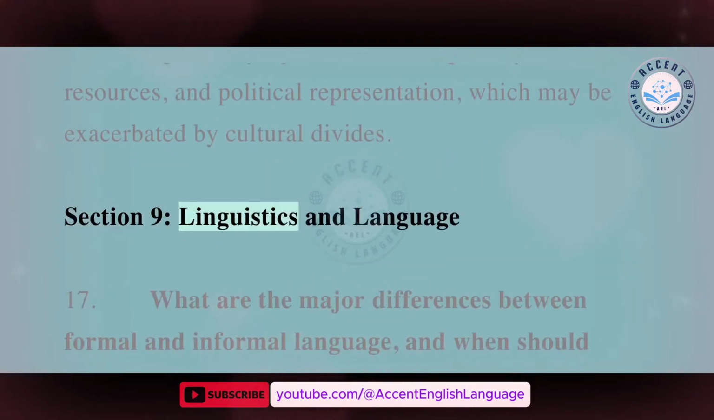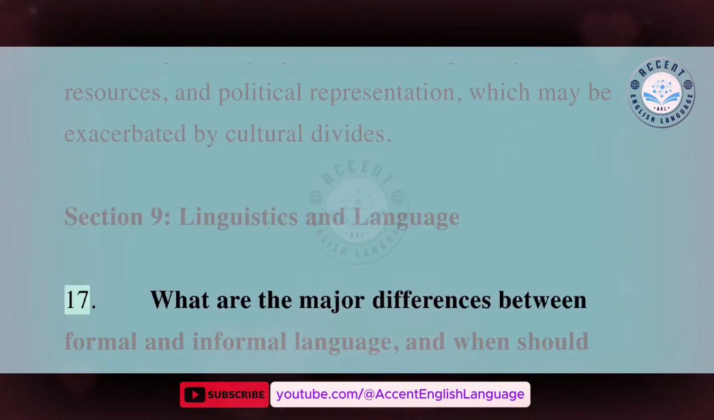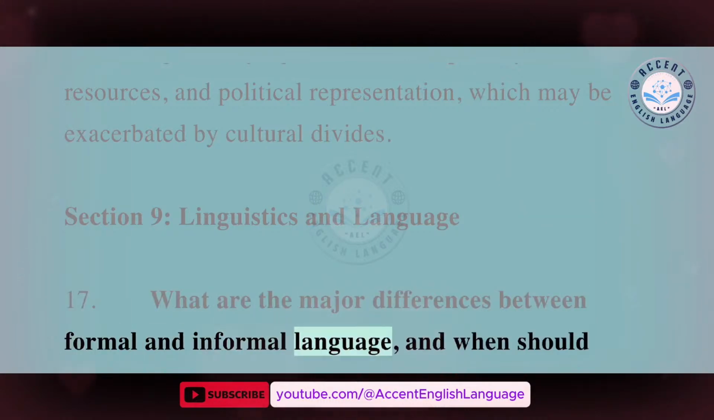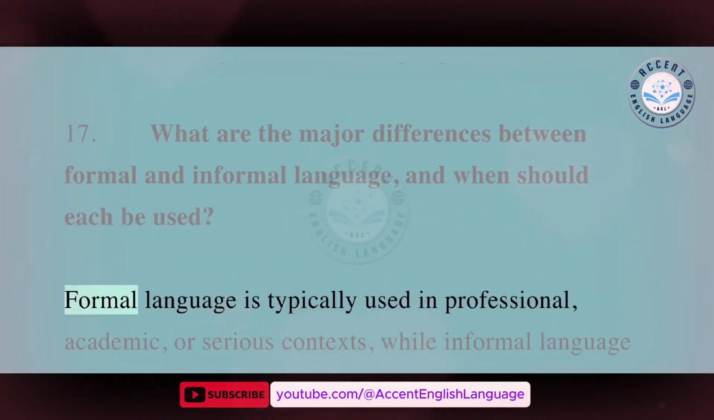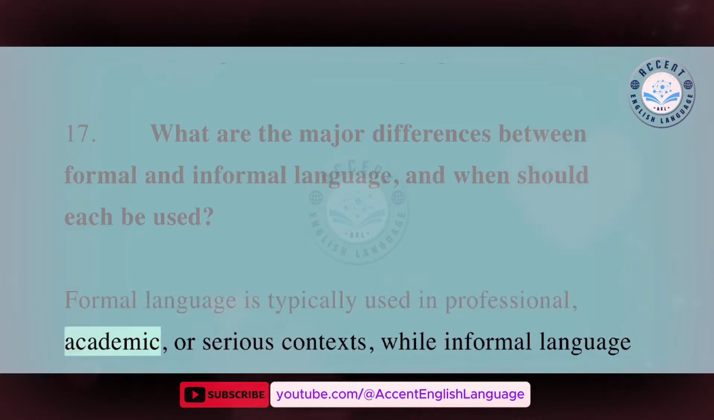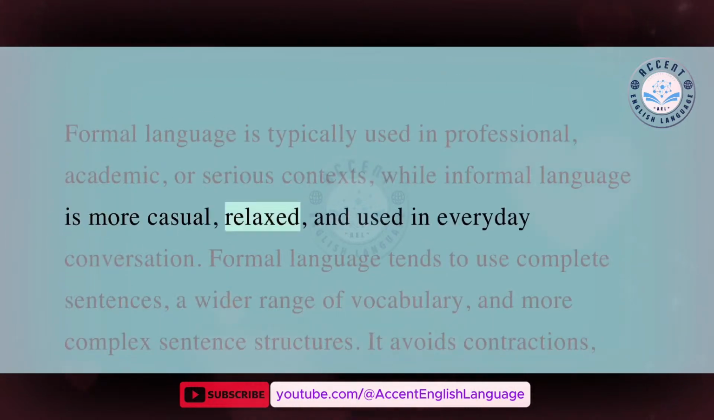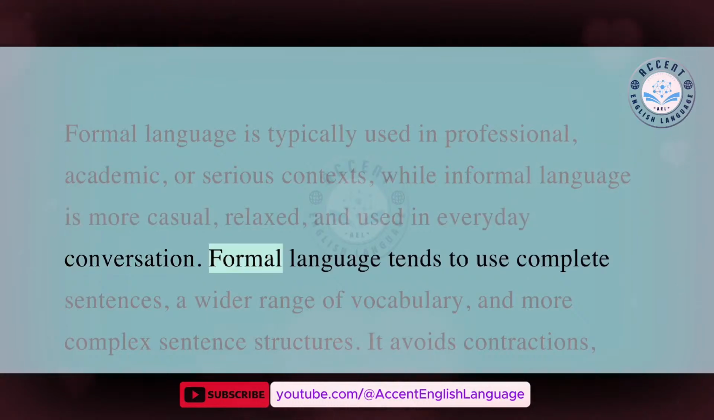Section 9. Linguistics and Language. 17. What are the major differences between formal and informal language, and when should each be used? Formal language is typically used in professional, academic, or serious contexts, while informal language is more casual, relaxed, and used in everyday conversation.